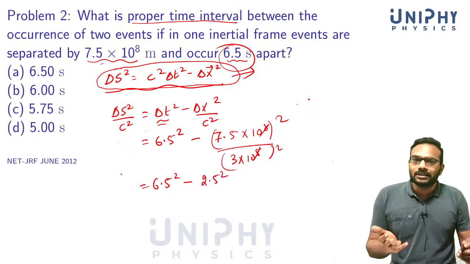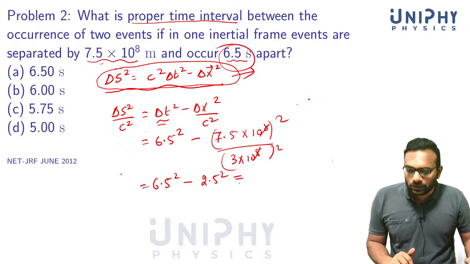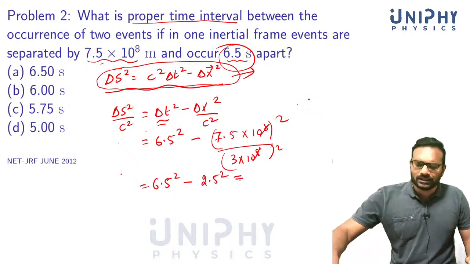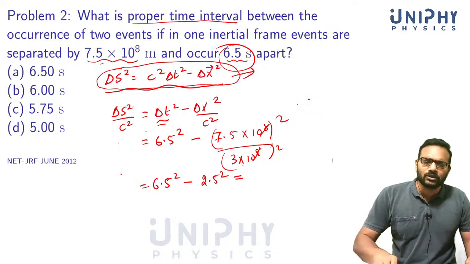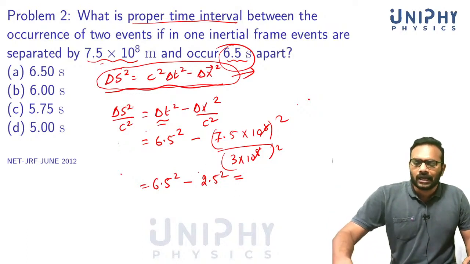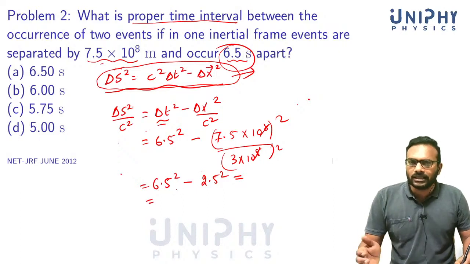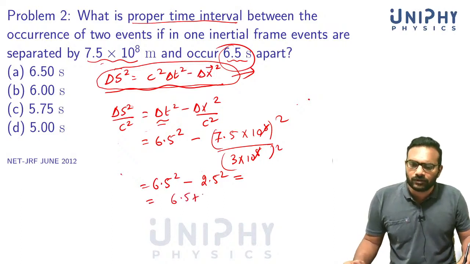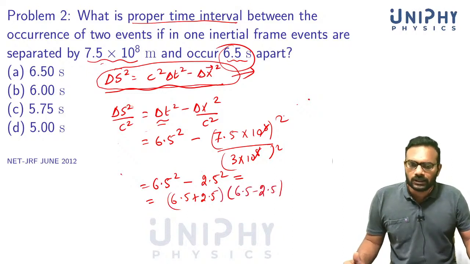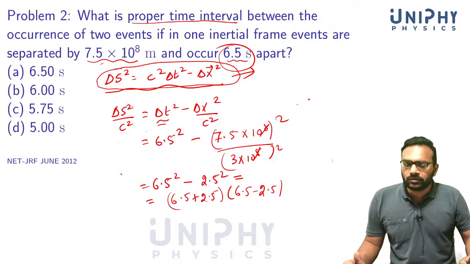Now, this is just a numerical calculation. You do this with a calculator. You can do it in different ways. You do not have to square and subtract. This is of the form a square minus b square. You can just find 6.5 plus 2.5 multiplied by 6.5 minus 2.5, and 6.5 plus 2.5 is, what is it?